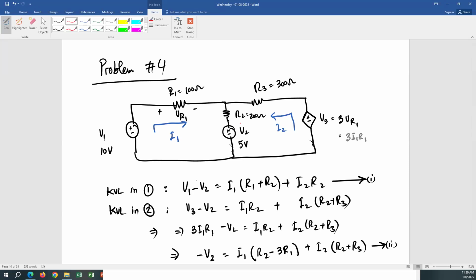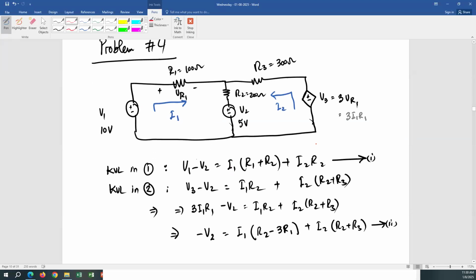And if you have a dependent current source, you do exactly the same thing as you do with an independent current source. If you have a dependent current source in the outer branch, the branch current will be the same as the current of the dependent current source. If you have it in the inner branch, you can still apply the supermesh.